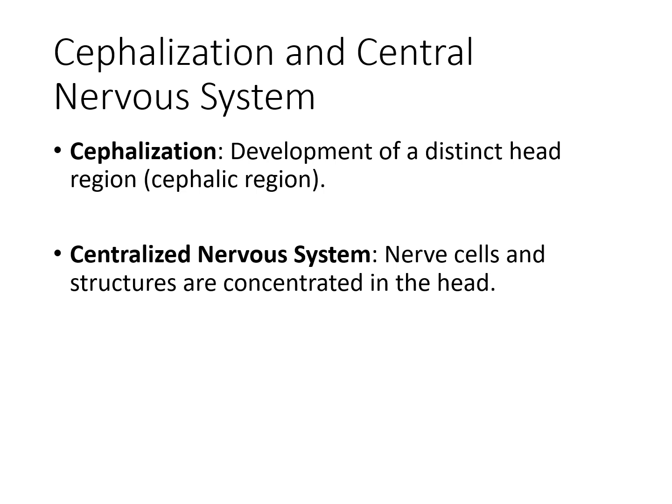Along with cephalization comes a centralized nervous system, where nerve cells and control centers are concentrated in the head, rather than being spread out across the body. Together, these features support more complex behaviors, faster responses, and better coordination, major steps forward in the evolution of animal life.